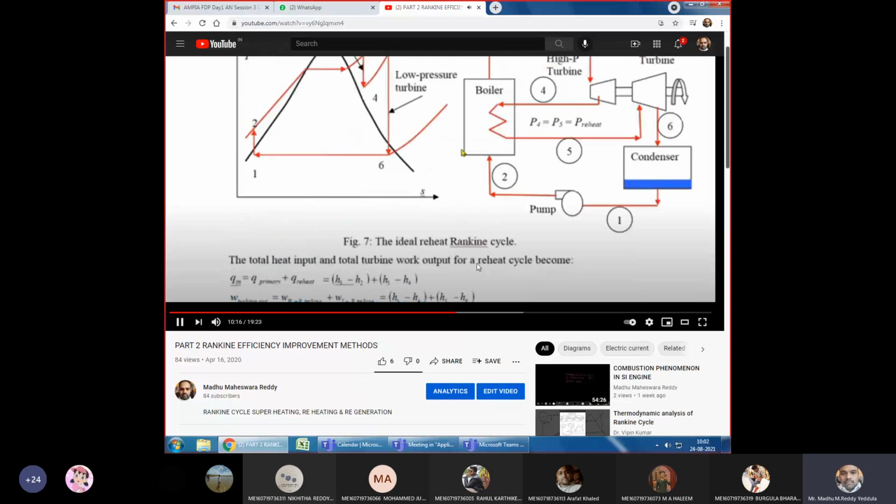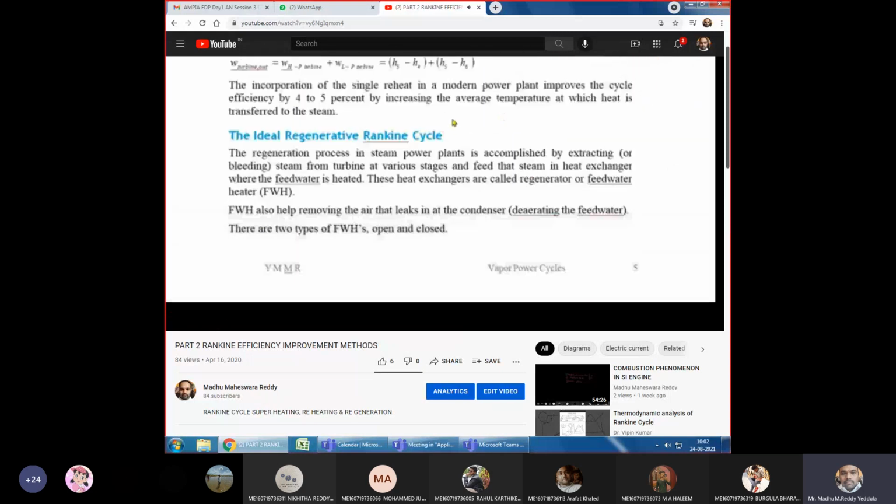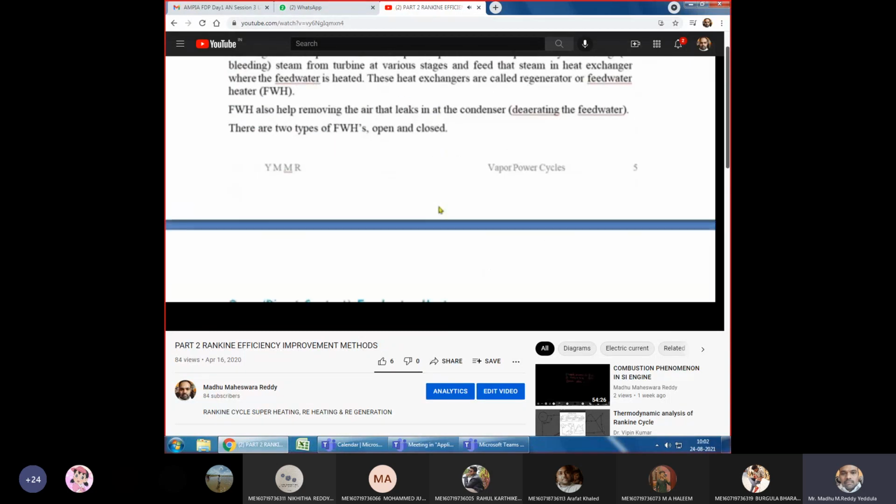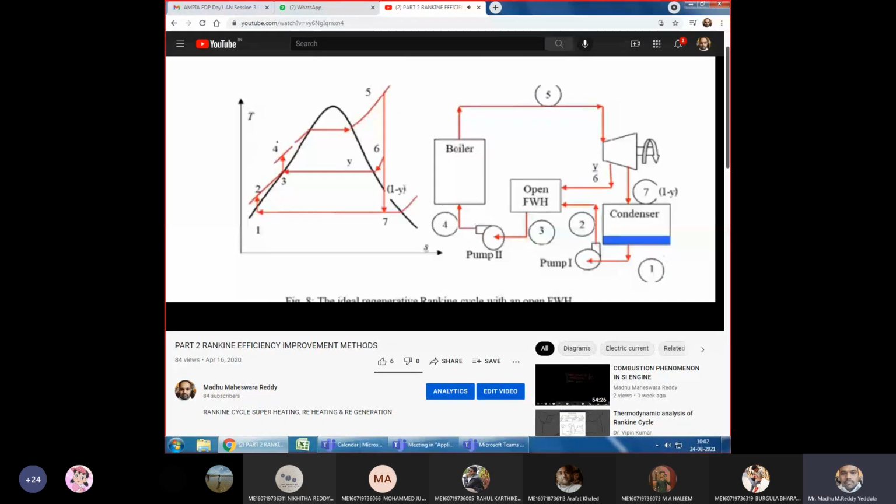Okay, this is the reheating process. Next important one is the regenerative Rankine cycle. This is also one of the efficient energy improving methods. Okay, so in the case of regenerative, I'll just go through the diagram.